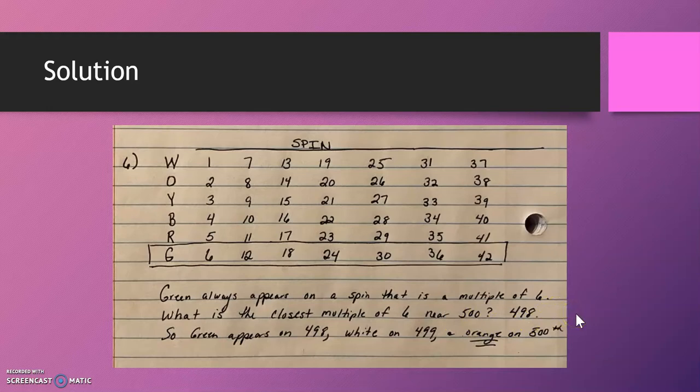Now you could use trial and error to find that out, or you can use divisibility rules, which is what I did. A number is divisible by 6 if it is divisible by both 2 and 3. 2 is easy. It has to be even. For 3, you add up the digits, and if the sum of the digits is divisible by 3, then that overall number is. So 4 plus 9 plus 8 is 21. 21 is divisible by 3, so 498 is. If it's divisible by 2 and 3, it's divisible by 6. That means that green appears on the 498th spin. White would be on the 499th, because the pattern would start over again, and orange would appear on the 500th spin.